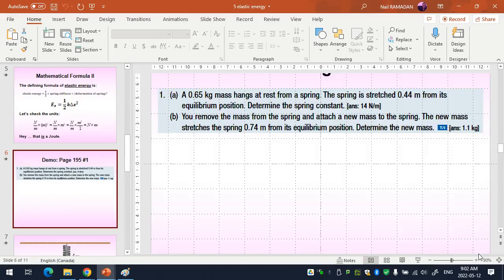By the way, just for a look at the numbers, do you think this is a stiff or a loose spring? Why? First of all, how much mass do we have? Very little. 650 grams, maybe not even this much. How much did you stretch it by? Almost half a meter. Now that's not a stiff spring.